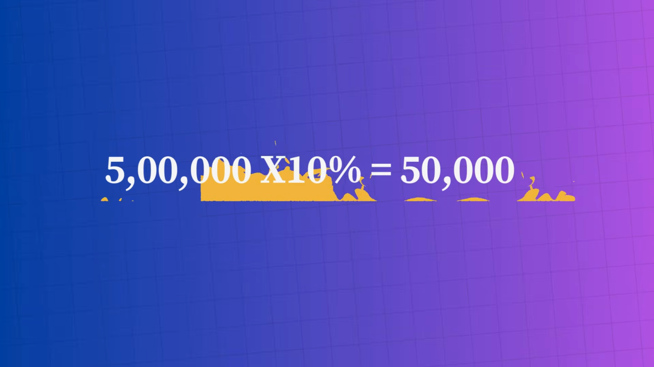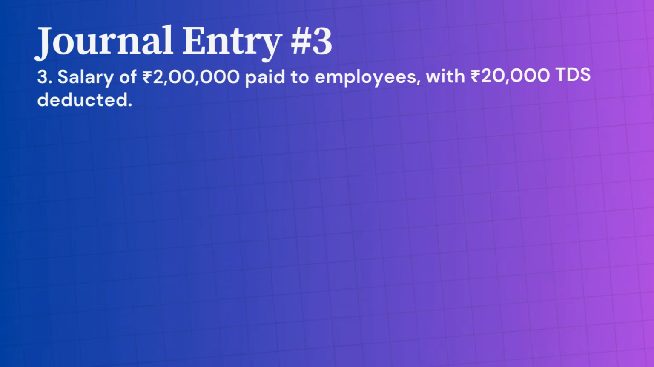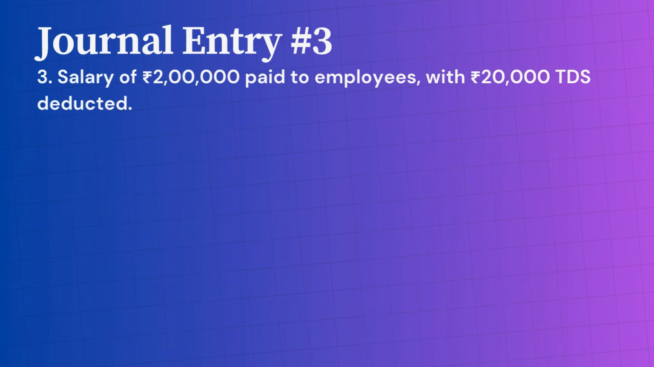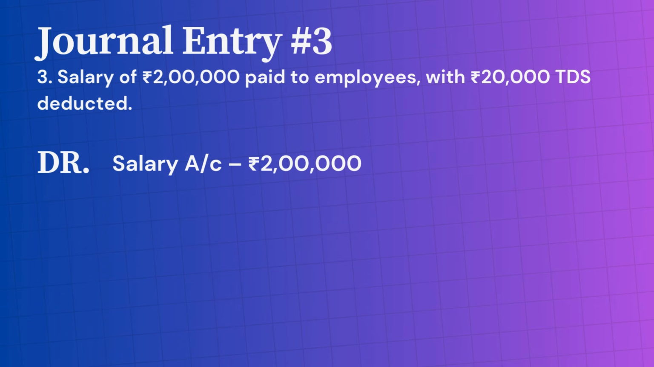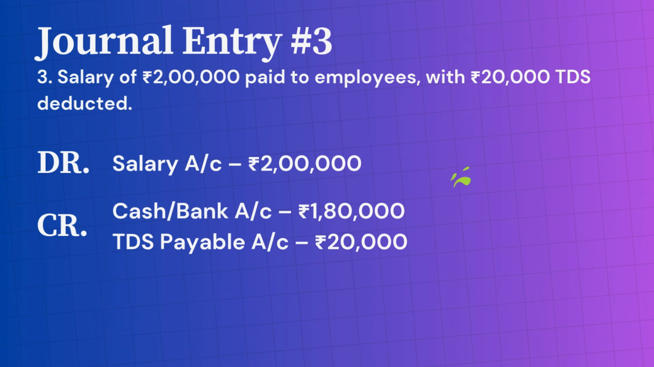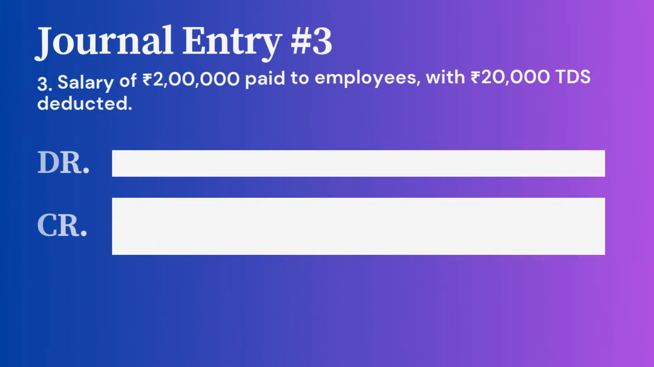Okay, great. Moving on to our next entry, salary of 2 lakh rupees paid to employees with 20,000 rupees TDS deducted. So here we will debit salary account 2 lakh rupees and we will credit cash bank account 1,80,000 rupees and credit TDS payable account 20,000 rupees.